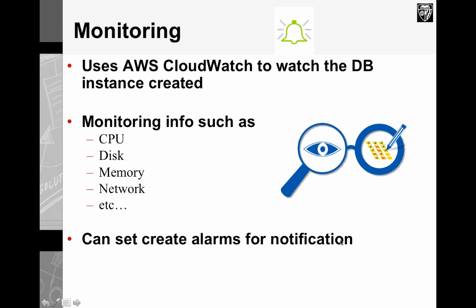In terms of monitoring, AWS RDS uses AWS CloudWatch to watch the DB instance that's being created. Monitoring can be done in terms of CPU, disk, memory, network. There are many aspects of monitoring that are available for you. You can also set or create alarms for notification.